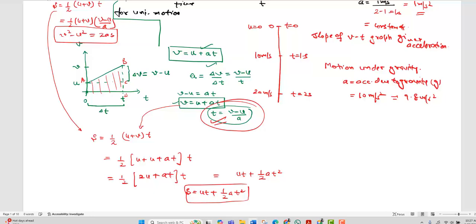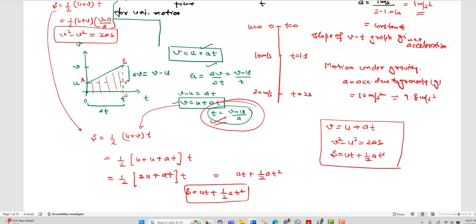So finally what we got? We got three equations. v is equal to u plus at. v square minus u square equals 2as. And s is equal to ut plus half at square. These equations are derived from one another, but basically we have derived them using the velocity-time graph, by substituting and rearranging.